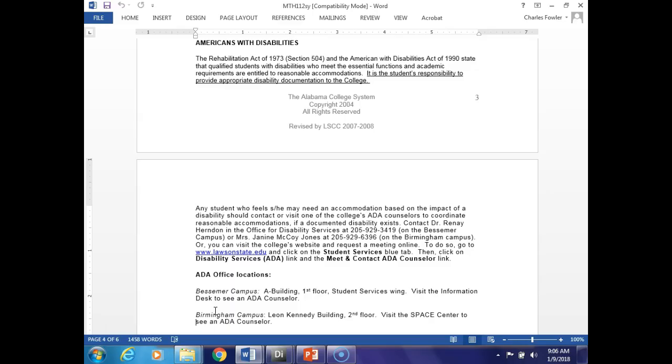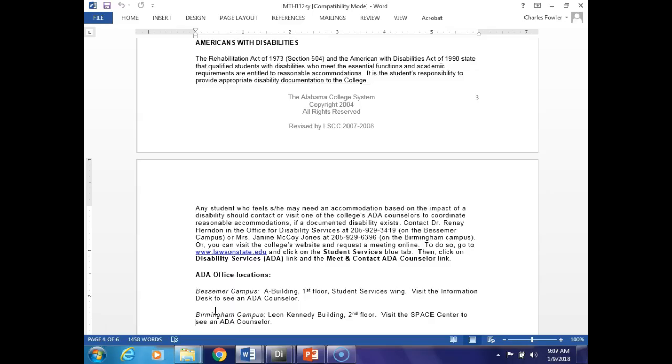And you can go to the Lawson Tate website and find the request a meeting online. You can do all sorts of things there. On the Bessemer campus, this building, first floor down on the Student Services Wing, that's that new part over there that looks real nice.